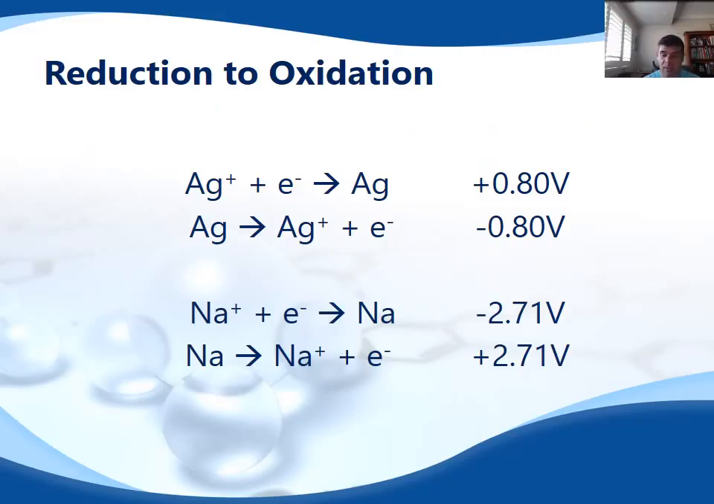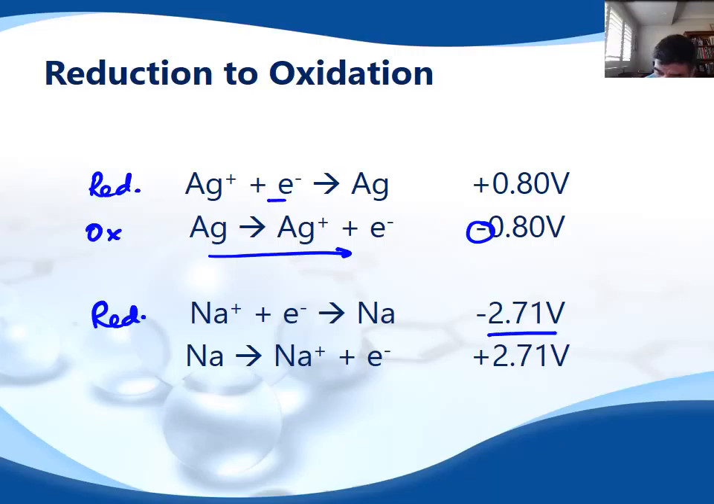So here's two, the way they're written. So this is gaining of electrons, so this is reduction. So oxidation is the opposite direction, and when we reverse the reaction, we also reverse the sign. Same thing for sodium. The first one is written as the reduction, and the second one is the oxidation, and because again we've reversed the direction, we must reverse the sign. So a positive becomes a negative, and a negative becomes a positive.